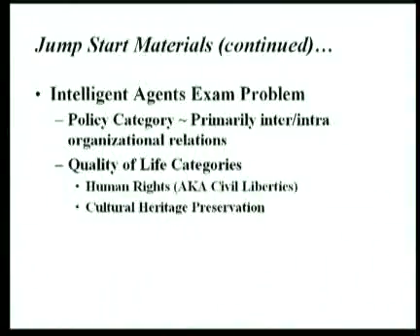One of those being intelligent agents. Let me tell you how that relates. Well, the policy category there, one of them that was clear to me was primarily the intra-organizational relationships. If you read carefully exam 2, problem 2, you'll see that's what it was about. And the categories of quality of life that were impacted were civil liberties or human rights and cultural heritage preservation. There may indeed be others I don't list here. Those are the ones that jump at me, though.